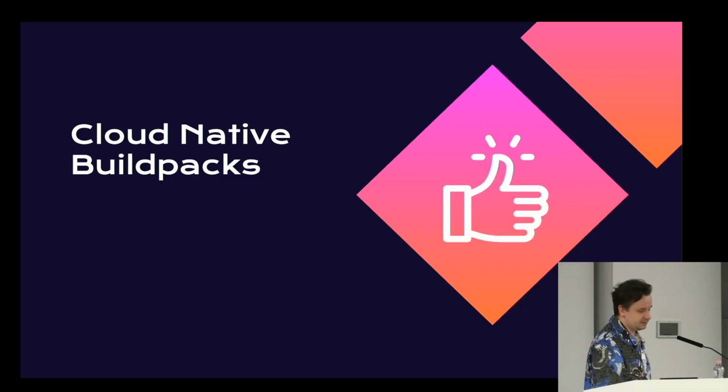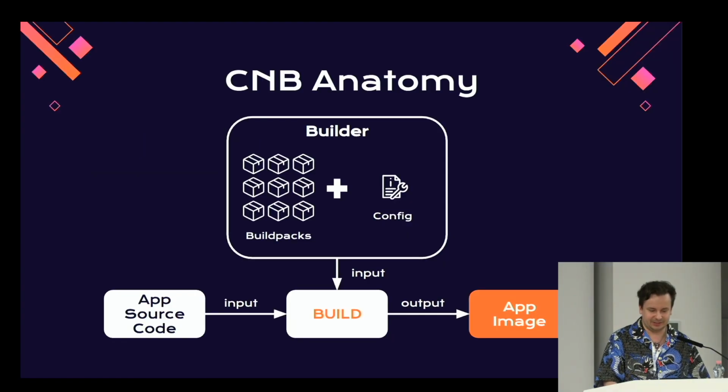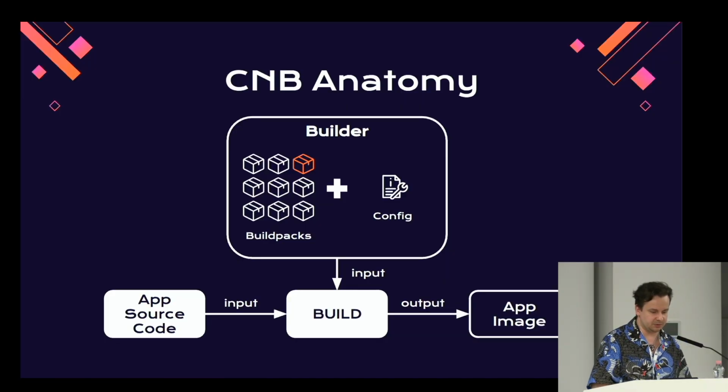Yeah, it's great. By definition, it's a container with binaries that analyze your code and build an OCI compliant image without a Dockerfile. So you control how you build the containers in your organization. It's like magic. So let's see here the anatomy of Cloud Native Buildpacks. We have multiple buildpacks that are tailored to your needs, some config, and you have the app image at the end.